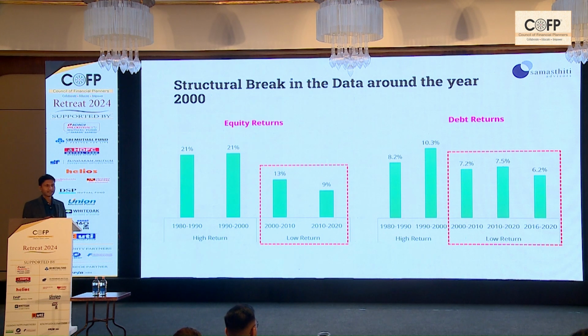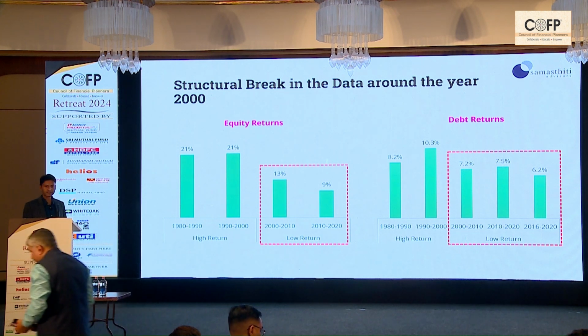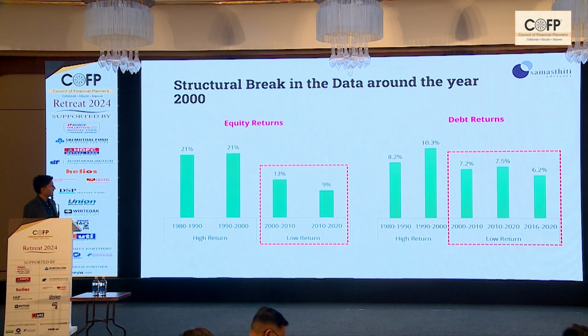It appears that around the year 2000, there has been a structural break in these asset series. If you take pre-2000 data, that's the high return period. Post-2000, that's the low return period. If you look at the debt returns, it's a similar story. Debt returns prior to 2000 were high. Debt returns after the year 2000 were low. Even if you do a statistical test on time series data, you will find that there has been a structural break in these data around the year 2000.